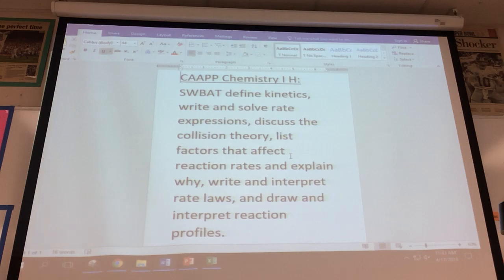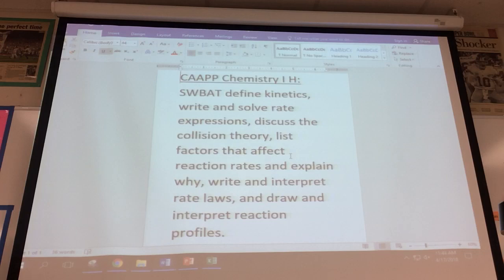We've been talking about kinetics. Kinetics is the study of reaction rates and the factors that affect them. We'll be talking about one factor in particular today, which will be concentration. To understand how these factors affect reaction rates, you need to understand the collision theory. So we're going to be spending some time on that today.